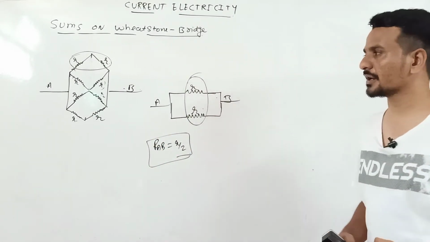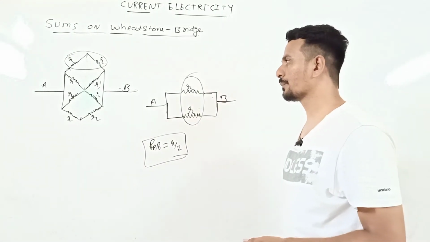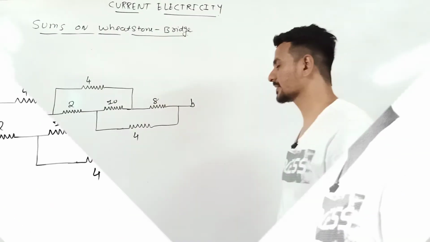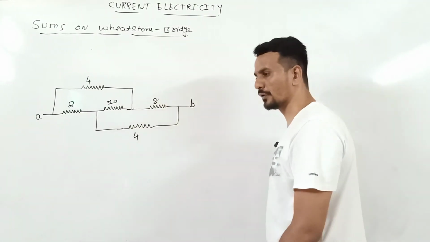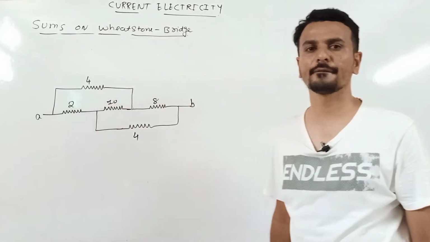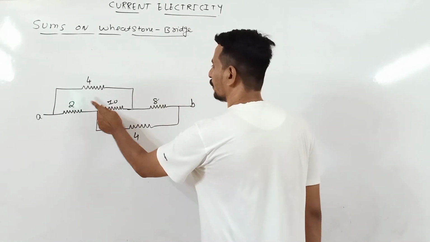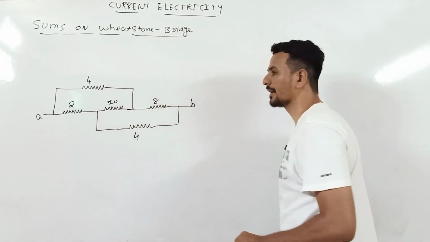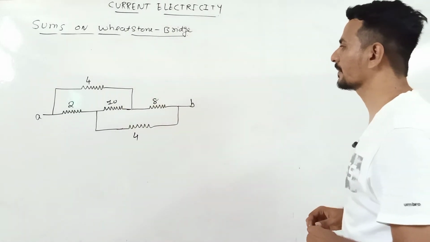Right? So this was a sum based on a balanced Wheatstone bridge. Let us see one more sum on balanced Wheatstone. Let us see how to solve this sum. So there are 5 resistors. Actually, if there are 5 resistors given in the circuit, you can always think of Wheatstone bridge first. Right? There are 5 resistors, 2, 4, 10, 4, 8. We will find the equivalent resistance between A and B. See how to solve these sums.